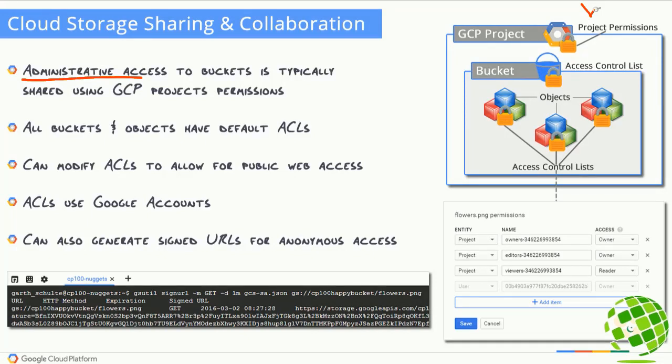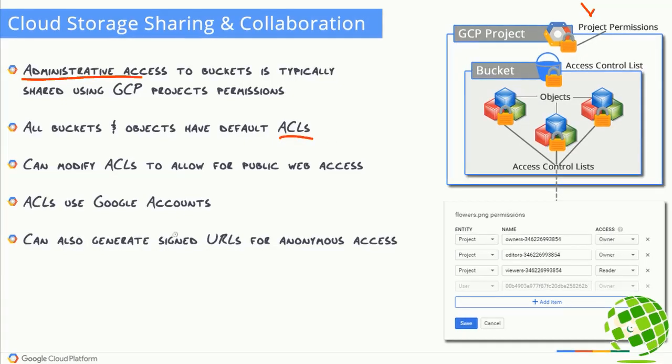Now, if we want to give users access to our buckets and the objects within, we have ACLs, otherwise known as access control lists. These sit on top of Google accounts and allow us to grant specific levels of permission to our buckets and our objects. So we have reader, writer, and owner roles for buckets, and reader and owner for objects.